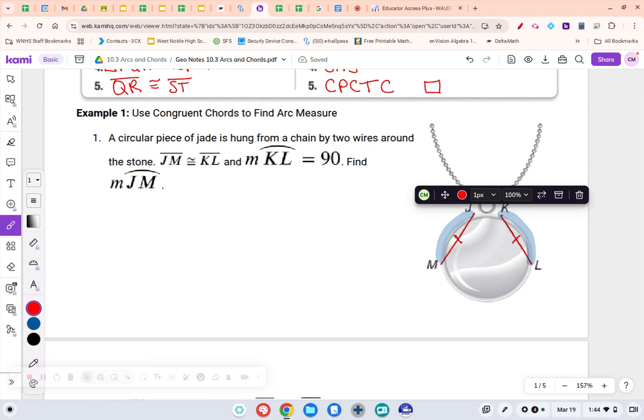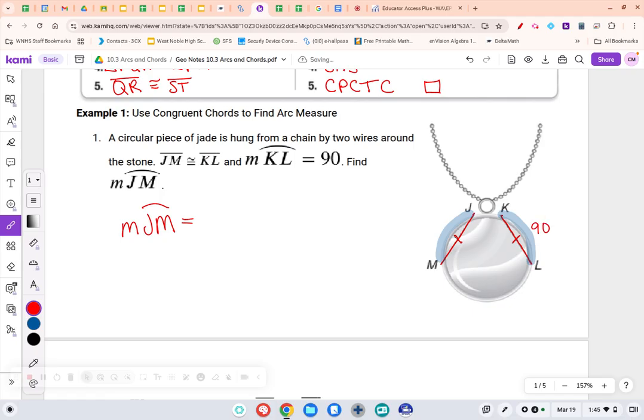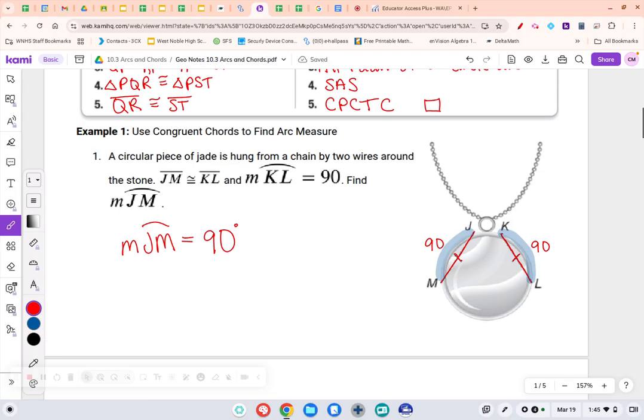So we are trying to find the arc measure of arc JM. And we know it has to be the exact same as arc KL. So it is simply 90 degrees.